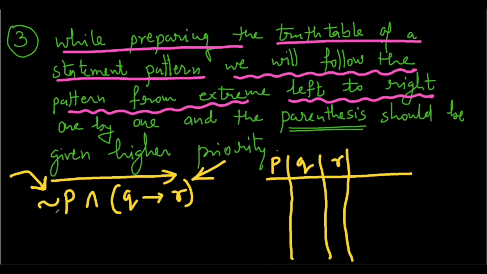So what will I have next? The next column I will have, see, PQR I have already written. So the next I will have negation P. Okay, see, I am following from left to right.